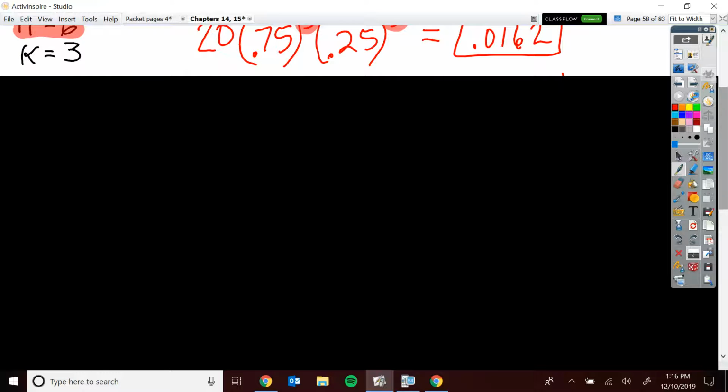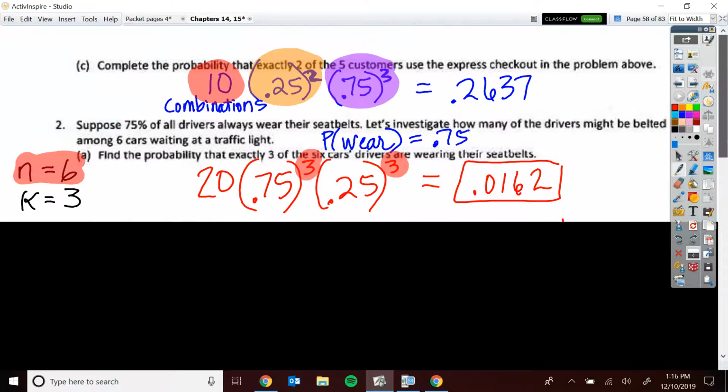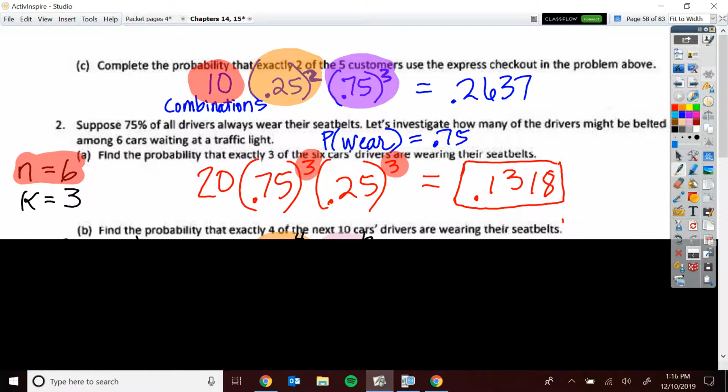Oh, I have a wrong answer? Well, dadgummit. Oh, I know why. Sorry, my bad. Okay, hold on. It's not that answer, is it? It's 0.1318. Is that better? I was jumping ahead. I was too excited, sorry, my bad. I did the next one.